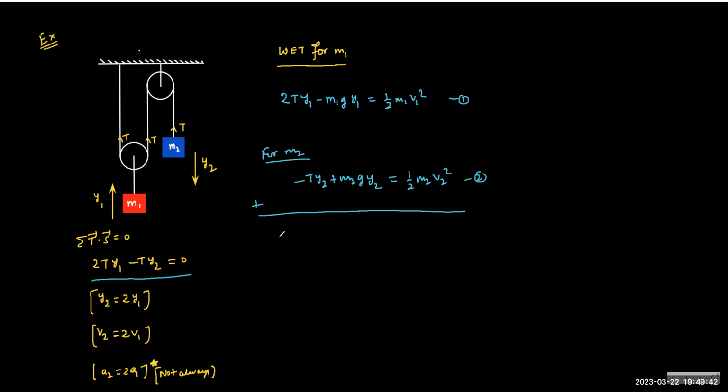So what you will come to know later on is that this way of writing is not at all required. This is just for your understanding. This is the first time you're solving. So we have M2 Y2 minus M1 Y1 into g equals half M1 V1 square plus M2 V2 square.